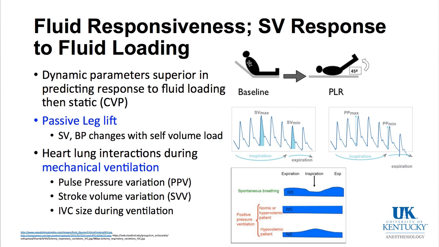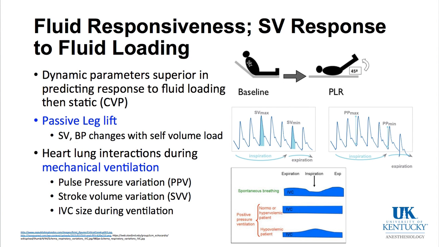It's an auto transfusion basically, and with that passive leg lift, if stroke volume goes up and blood pressure goes up, that's a change with this self volume load in a positive direction, and it would predict that if you gave fluids, their stroke volume and blood pressure would go up. So passive leg lift is a dynamic way to test whether someone is going to have a positive response to fluid loading or not.